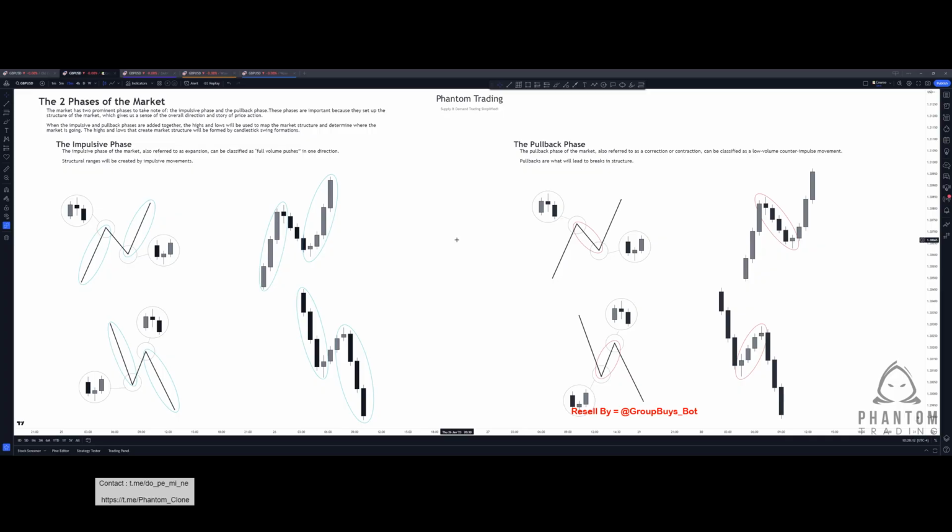When the impulsive and pullback phases are added together, the highs and the lows will be used to map the structure and determine where the market is going. The highs and lows that create market structure will be formed by candlestick swing formations.